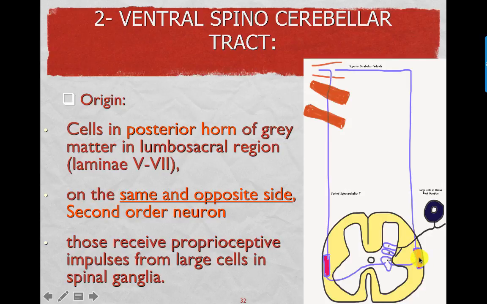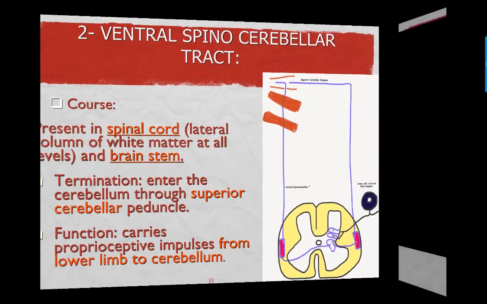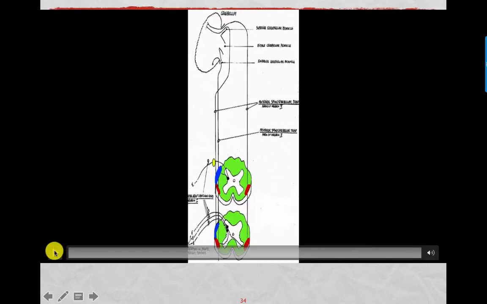So this tract is also characterized by being present at all levels of the spinal cord, and it is the third SPI in our story. It terminates in the cerebellum by entering the superior cerebellar peduncle, and it carries the proprioception from the lower limb to the cerebellum. Now the dorsal spinocerebellar and the ventral spinocerebellar can be seen in this animation.